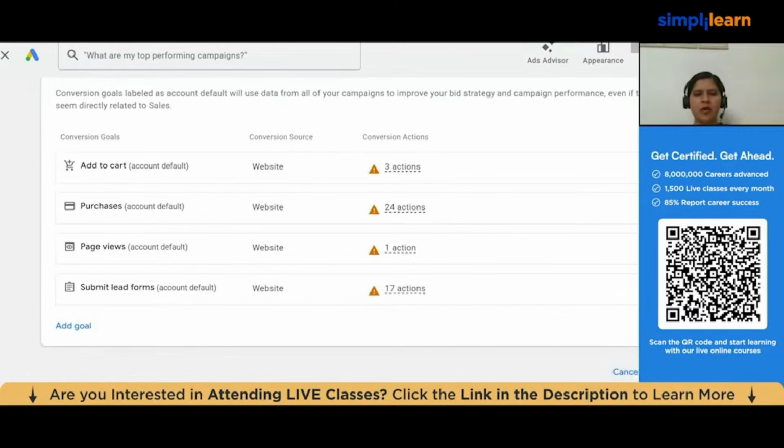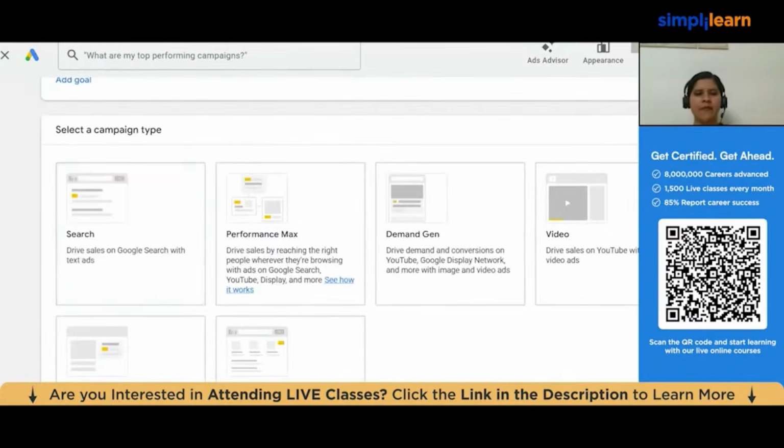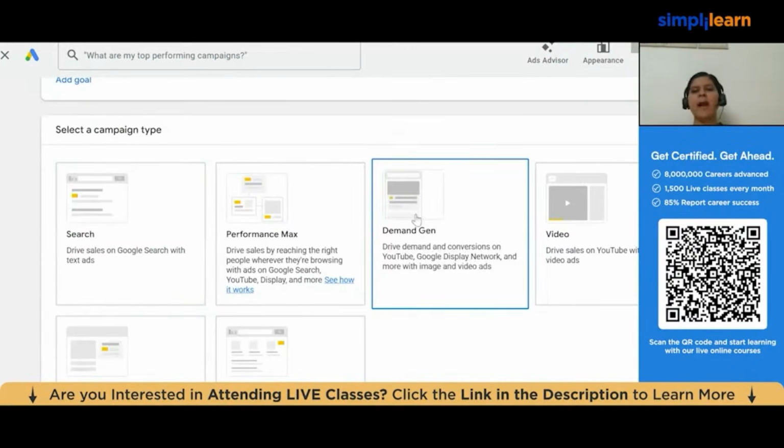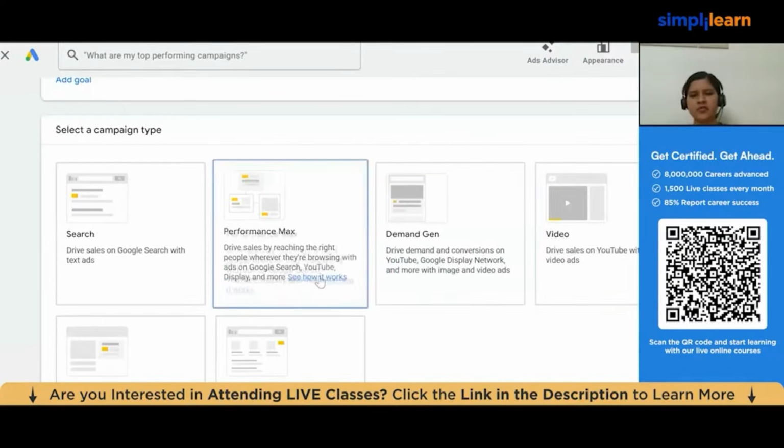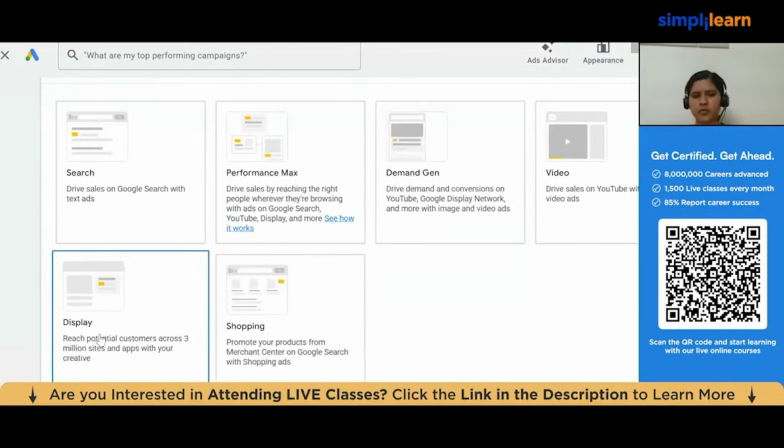And here you will see all your campaign types. So I have told you what is search ad. I've shown demand gen is nothing but discover ads. Like now we call this as demand gen. Earlier we used to call this a discover ad, the one that appears on your Gmail or discover section and all. Video also I've shown you, shopping also I've shown you, display also I've shown you.